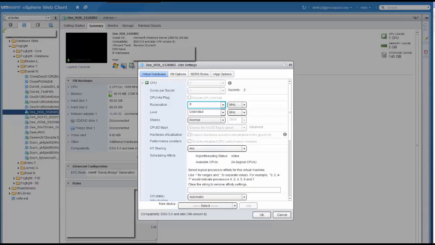Configure CPU in compliance to the Foglight system size requirement based on the number of monitored agents. Enter in the minimum CPU in the form of processor speed, multiplied by the number of cores converted from gigahertz to megahertz. Reservations are expressed in megahertz. For this simulation, I will reserve dual processors at 2.4 gigahertz.